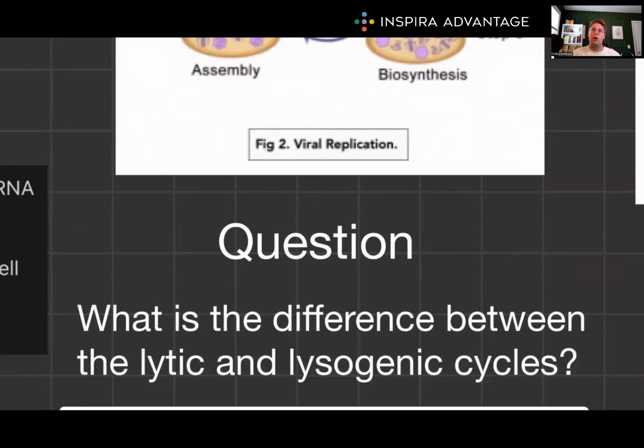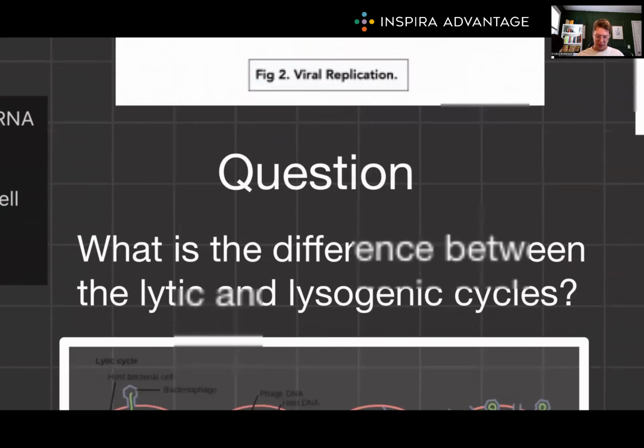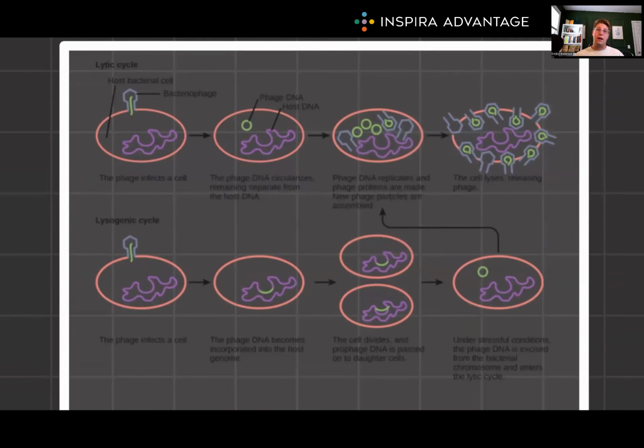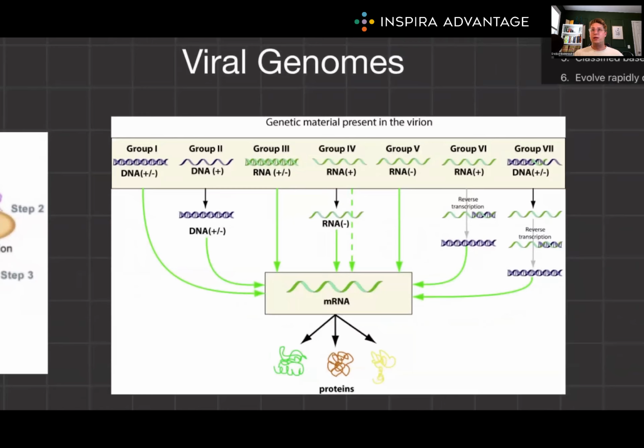Here's a question. What's the difference between the lytic and lysogenic cycles in viral replication? Turns out a lot. The answer is in the lytic cycle, the virus immediately replicates and destroys the host cell. In the lysogenic cycle, the viral genome integrates into the host DNA and remains dormant until triggered to enter the lytic cycle.